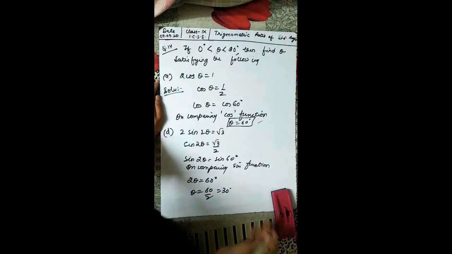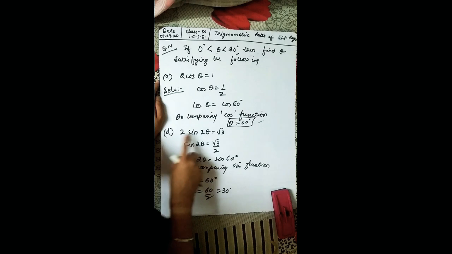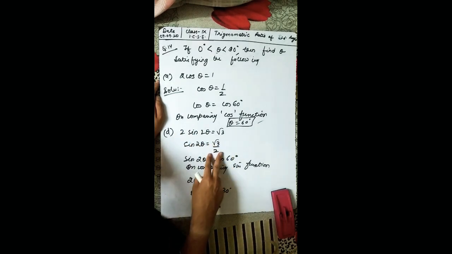So we are verified from this condition also. Secondly, I am taking D1. 2 sin 2 theta equal to root 3. Take 2 in the denominator. Sin 2 theta equal to root 3 upon 2.